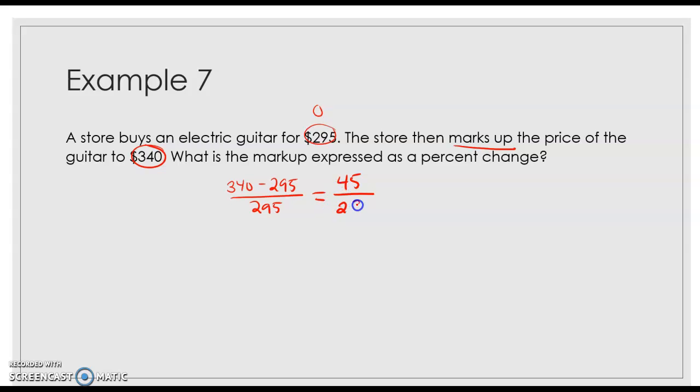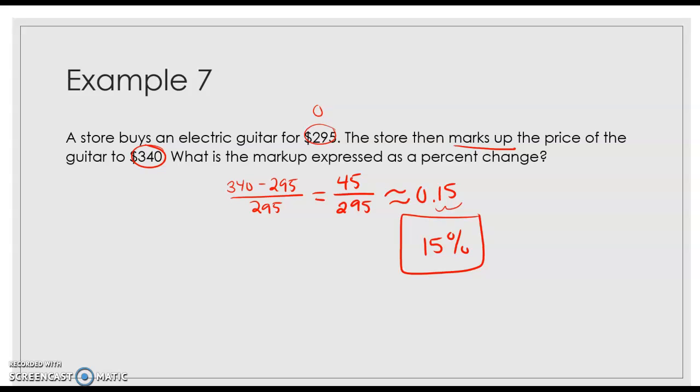We're going to take that 45 divided by 295, which will give us approximately 0.15. So that's it expressed as a decimal. Then we express it as a percent. That means we move our decimal 2 places. And so it was a 15% markup. And so that is our percent of change. Our price changed by 15%.